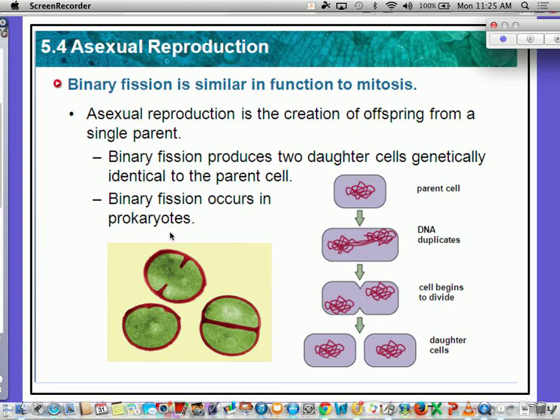Typically you're going to see that in prokaryotes, so there's not going to be a nucleus with membrane-bound DNA. It just all is in that massive, uncondensed, uncoiled, non-bound by a nuclear membrane type of configuration.